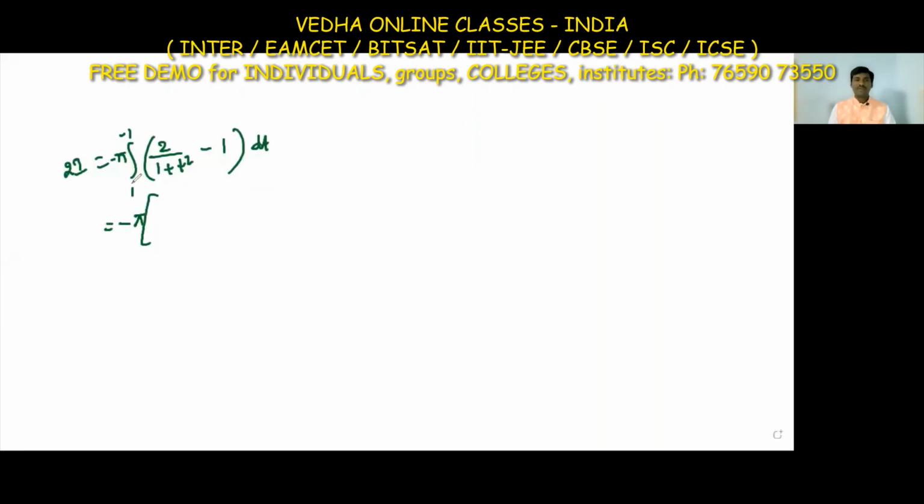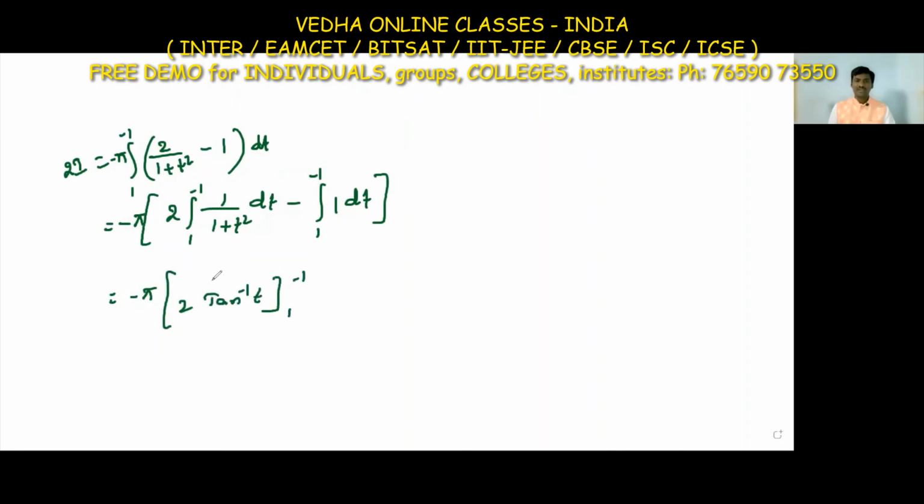2I is equal to minus pi integral from 1 to -1 of 2 divided by 1 plus t square minus 1 into dt. So if we separate the integration here, 2 integral from 1 to -1 of 1 by 1 plus t square into dt minus integral of 1 into dt. Limits are 1 to -1 and minus pi is the coefficient written outside. 2 into integral of 1 by 1 plus t square is tan inverse t, limits 1 to -1, minus integral of 1 into dt is t, and the limits are 1 to -1.